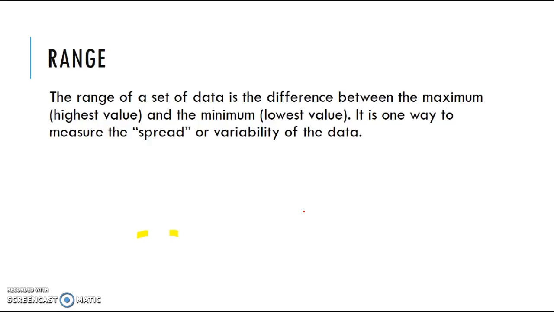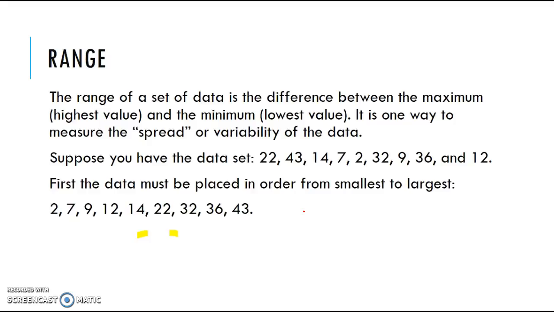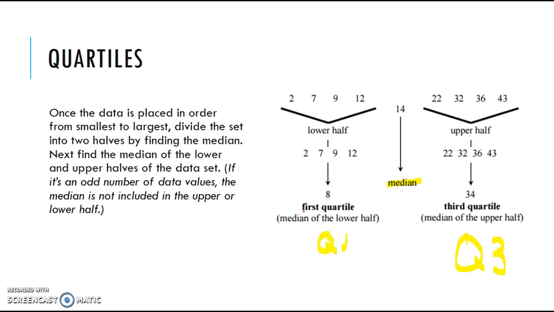The range of a set of data is the difference between the minimum and the maximum values. This is a way to measure spread. Minimum and maximum are part of the 5-number summary measuring spread. Suppose we have this data set. It's easiest to first place the data in order, and the range ends up being the largest, the maximum, 43, minus the minimum, 2, for a range of 41.